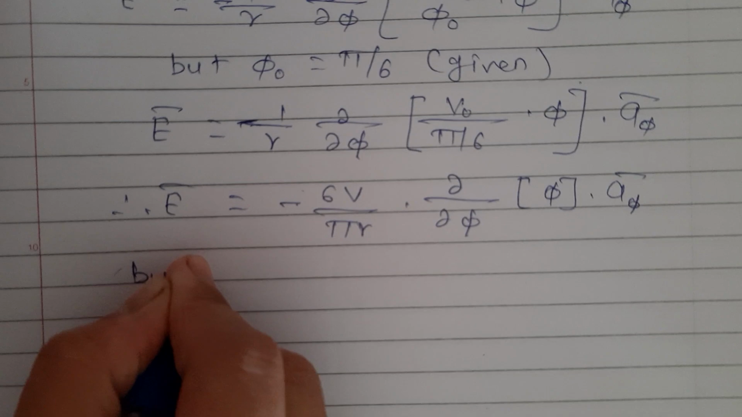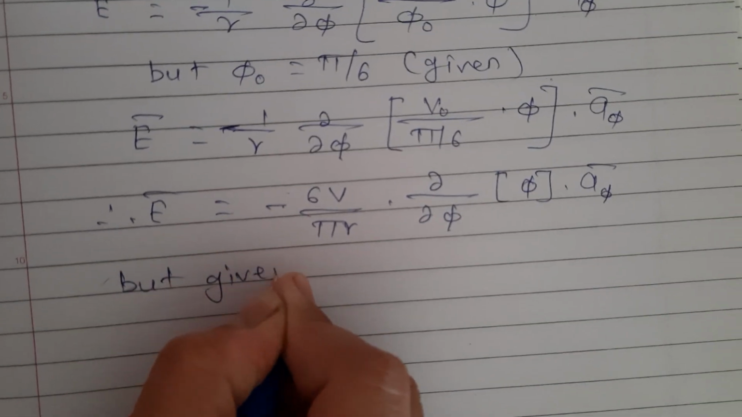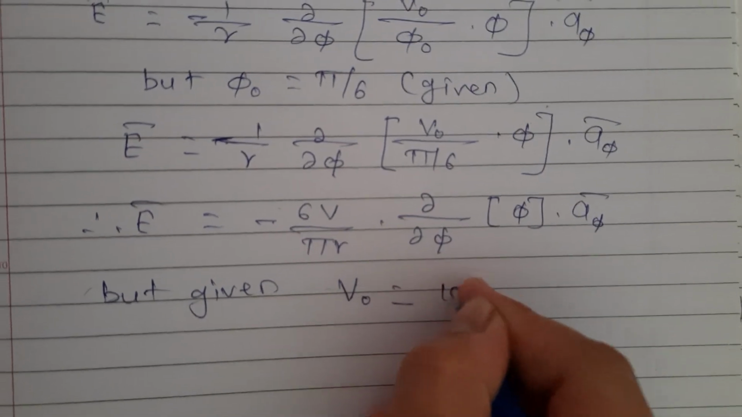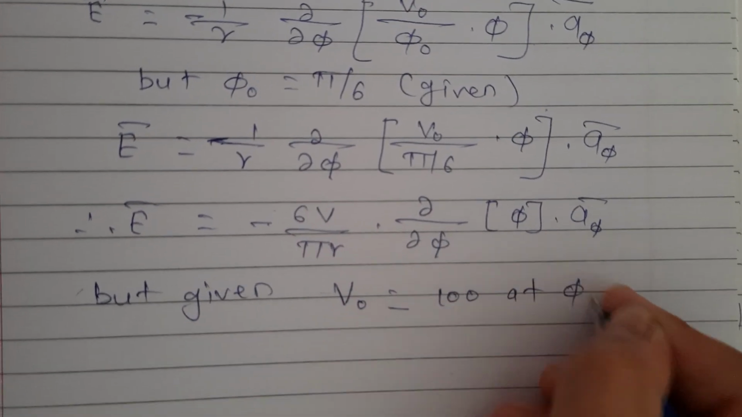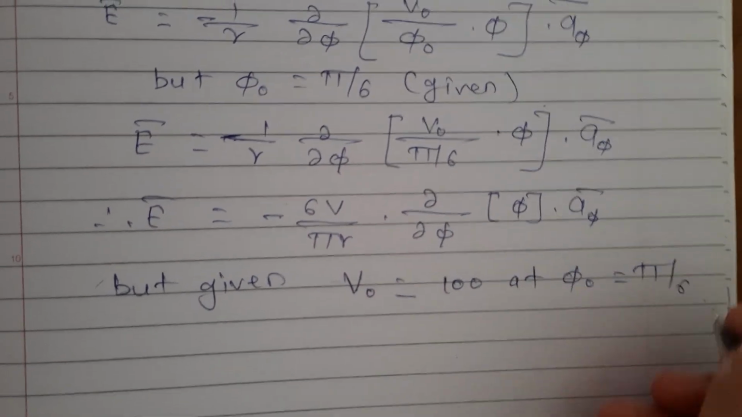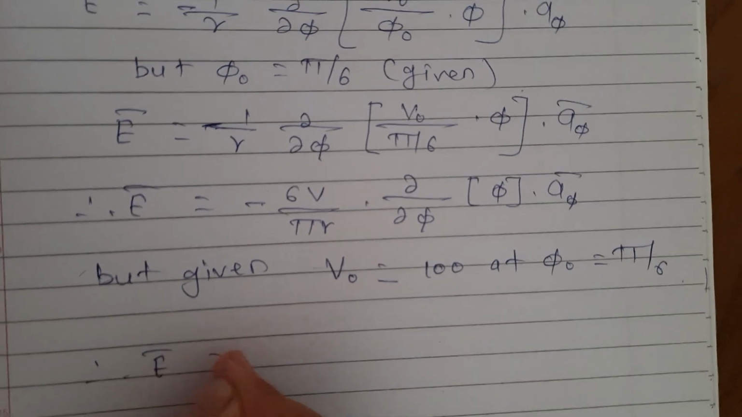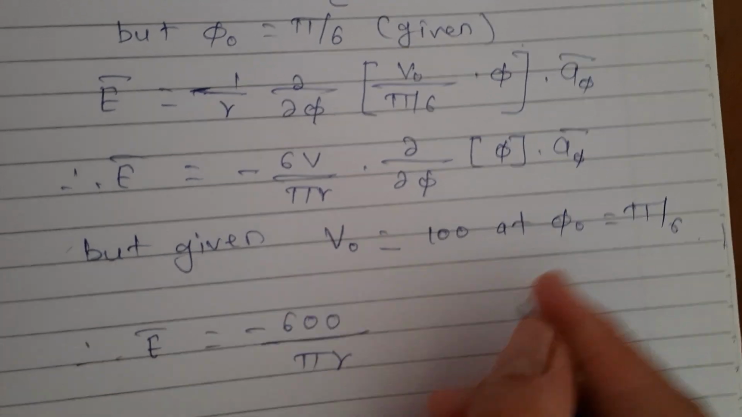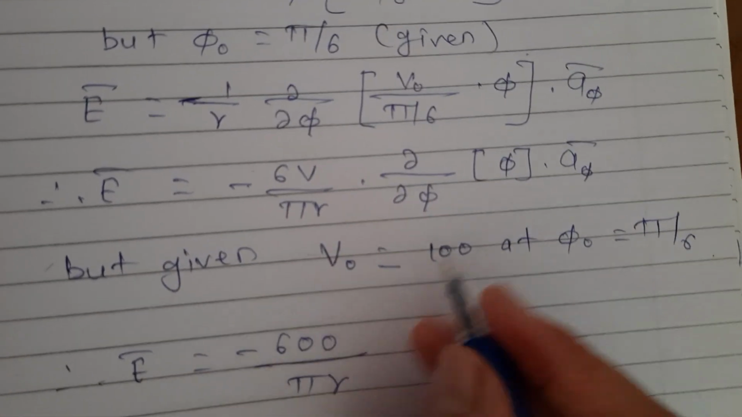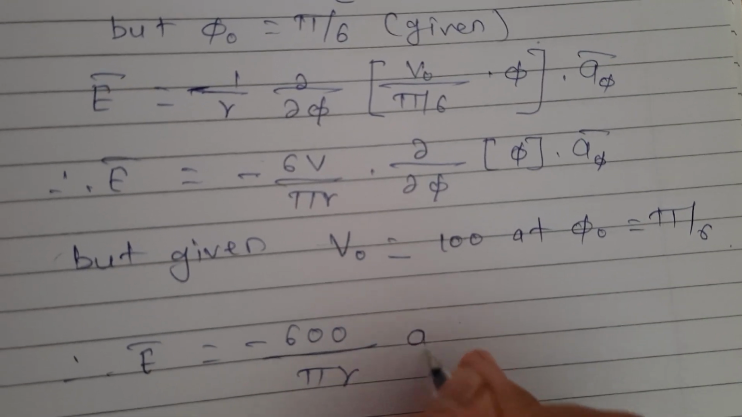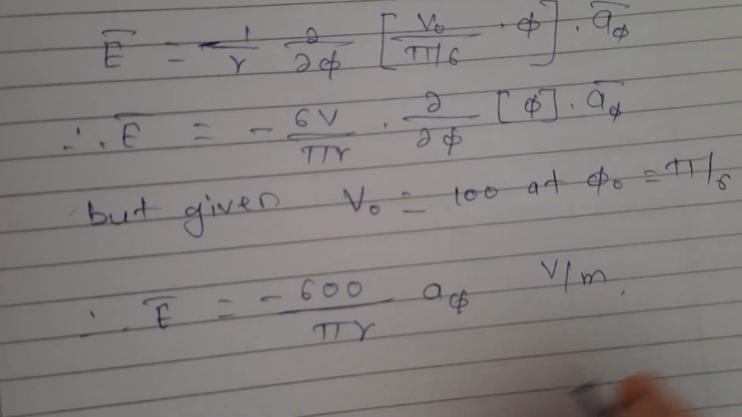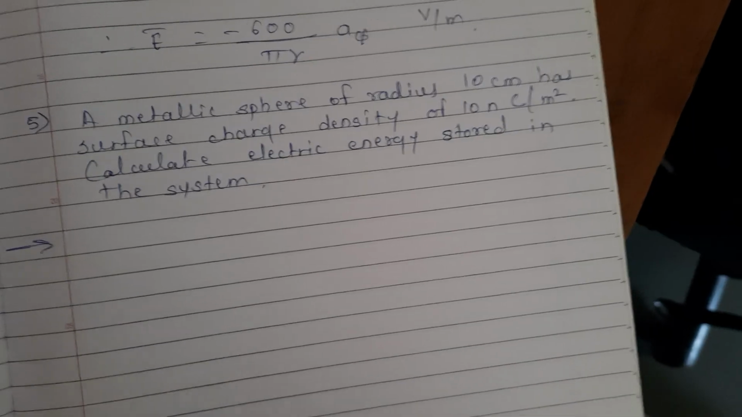So E bar is equal to minus 6 V0 by pi R into d phi by d phi. But what is the given condition? The given condition is V0 is equal to 100 at pi by 6. So E bar is equal to minus 600 by pi R. Substitute this V value, in volts per meter. This is the equation of electric field.